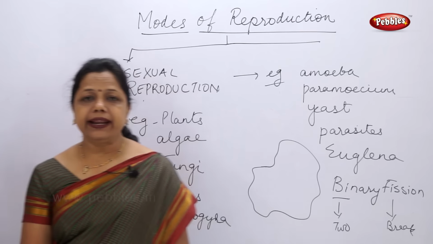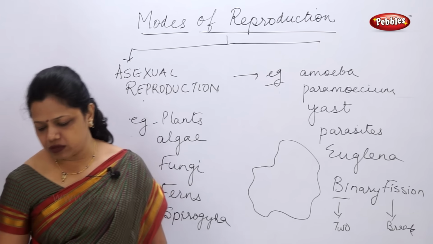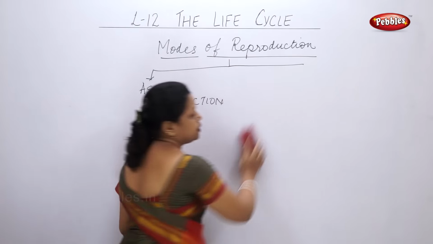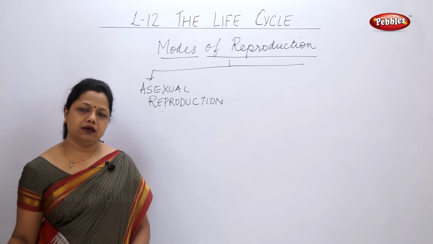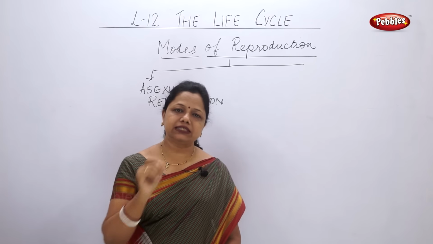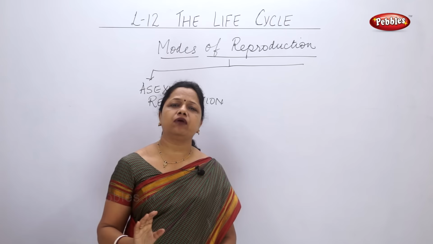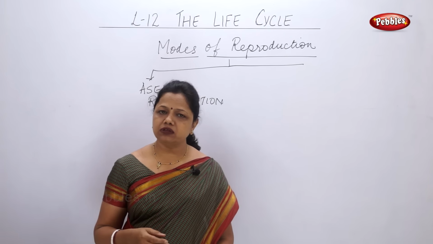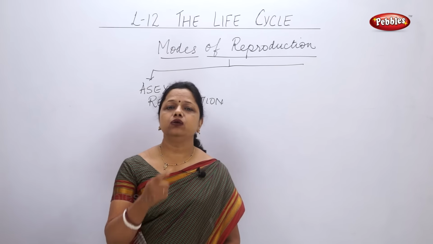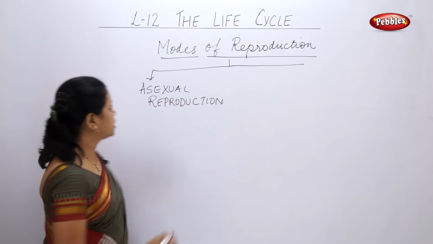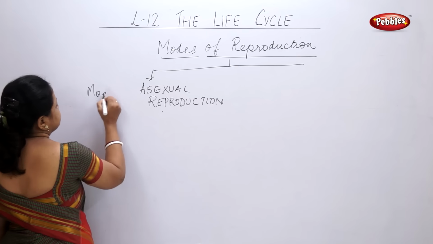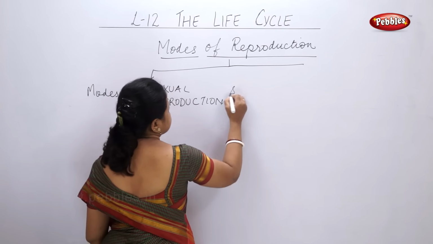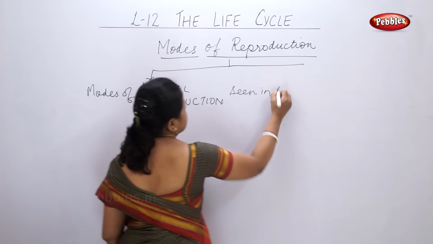So we are going to see next, what are the modes of asexual reproduction used by unicellular organism. Unicellular, uni means one. The organism having one cell, that means their body is only made up of one cell. So we are going to find out what type of modes of reproduction they are following in unicellular organism. So I can say modes of asexual reproduction seen in unicellular organism.